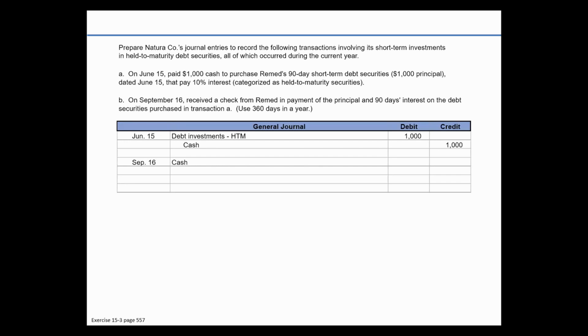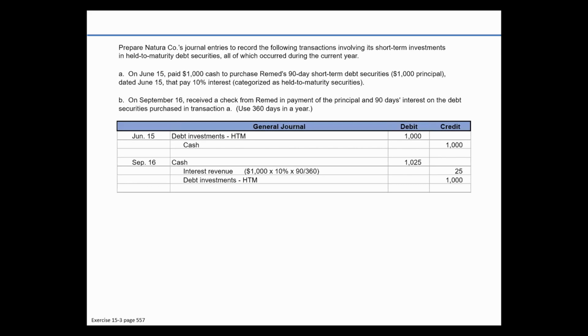So then on September the 16th, we received a check from Remed in payment of principal and the 90 days of interest on the security. And again, remember that we use 360 days in a year to figure out how much interest that was. Again, to record this payment that we received from Remed, we would have to debit cash for the total amount of cash that we received, which is $1,025. We have to record a credit to interest revenue of $25, and we figure that out by taking $1,000, which is the principal, multiplied by the annual interest rate, which is 10%, multiplied by the percentage of the year.